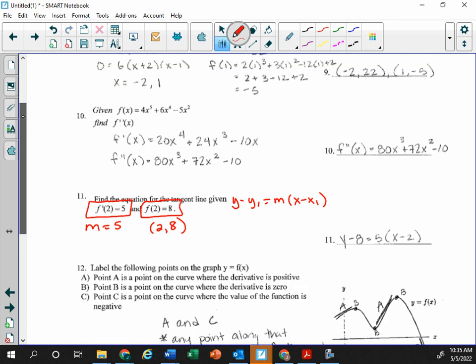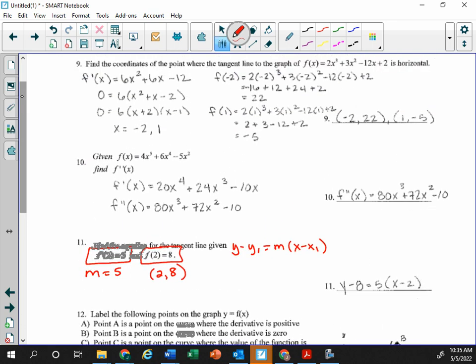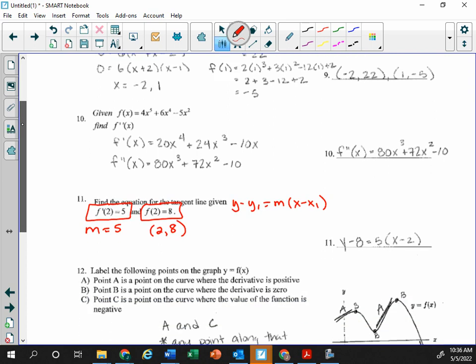Let me go back up here so you can see 9 again. Were you guys okay on 9? Yep. Set it equal to 0 and then plug in the x values to the original equation to get the y values. Yep. Because if we're talking about a tangent line being horizontal, that means the slope is 0. So the derivative you set equal to 0. Find those x values, plug them back into the original to get the points. Okay. Okay, let's keep going.